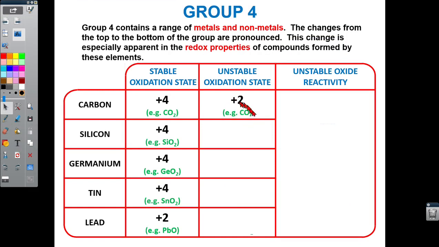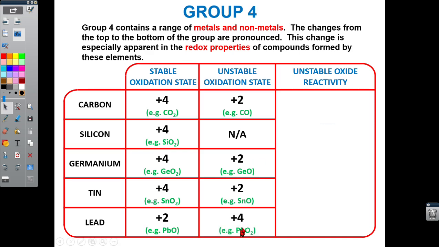Now, thankfully, carbon hardly ever forms carbon monoxide, as it's a very poisonous gas. Carbon dioxide is a stable oxide for carbon, but it can potentially form carbon monoxide and be in an oxidation state of +2. Silicon does not form any other oxides other than SiO2, so there are no unstable oxidation states for silicon oxide. Germanium, again, similar to carbon, germanium 2 oxide is an unstable oxide of germanium. It does exist, but it's unstable. Tin 2 oxide, SnO, is also an unstable oxide of tin. Again, it does exist, but it's unstable.